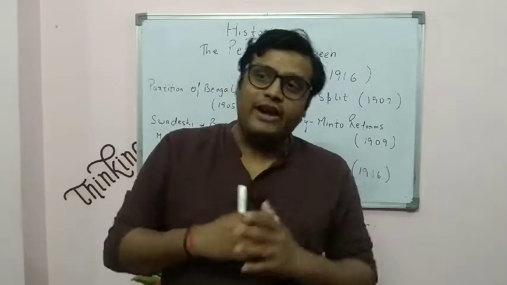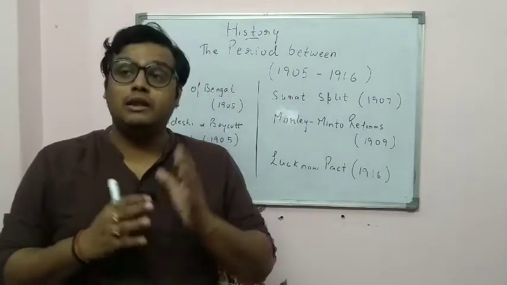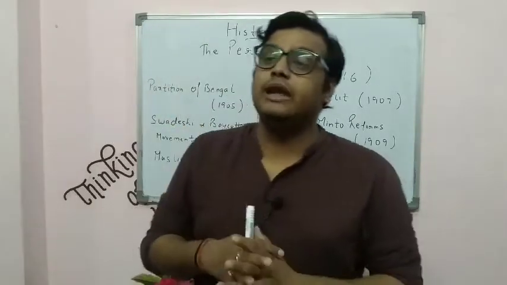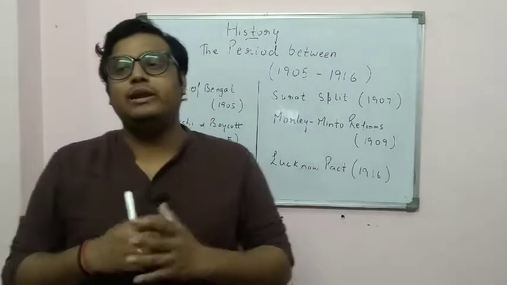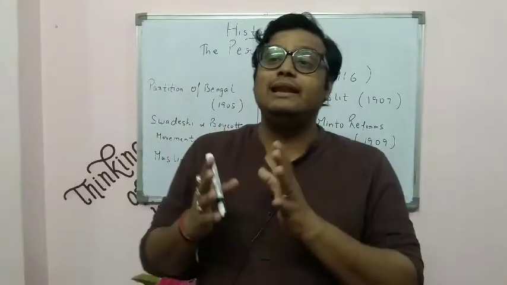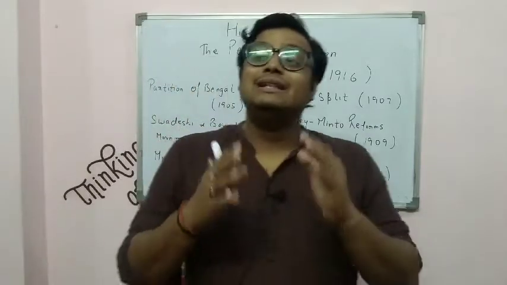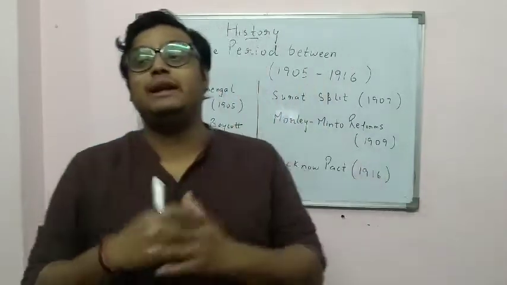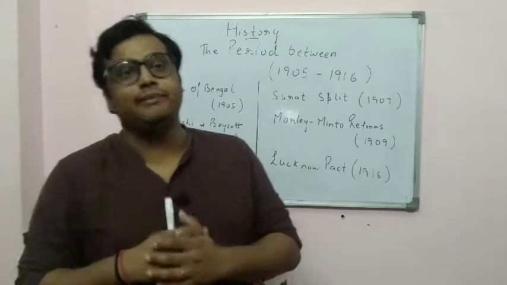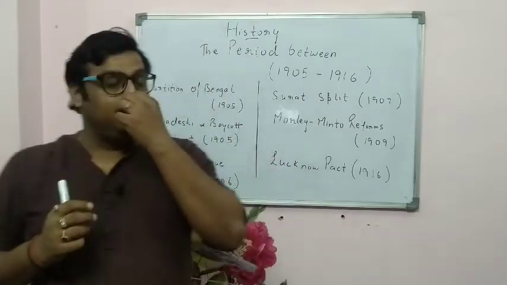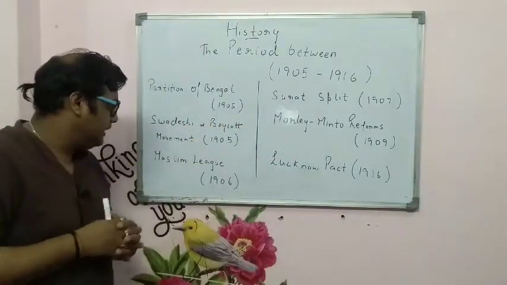And finally, in 1911, when King George V came to India and a great Delhi Darbar was being organized, what happened? He cancelled this partition in 1911. After that, we'll be talking about the formation of the Muslim League.